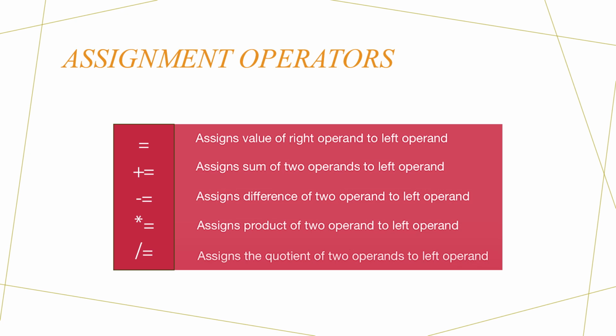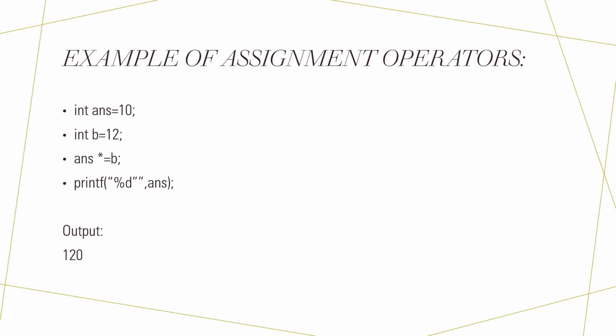Similarly, the multiplication-equals sign will first conduct the product of the two operands and then assign it to the left operand. And the division-equals sign will divide the two operands and assign the answer to the left operand. We will discuss the examples in detail in our coming slide.